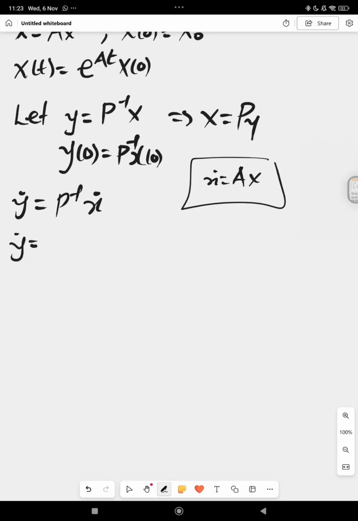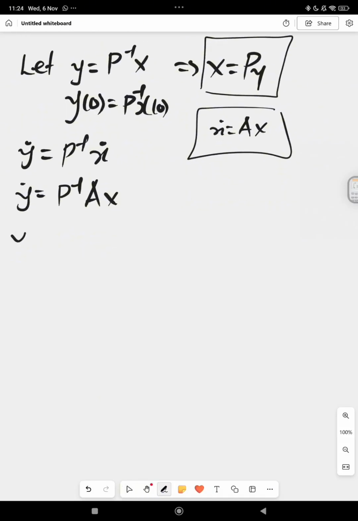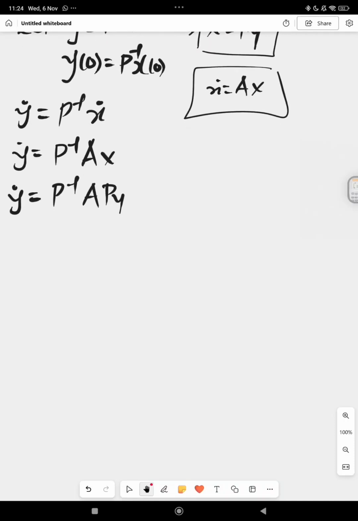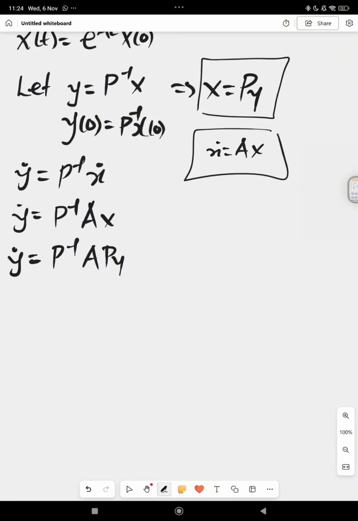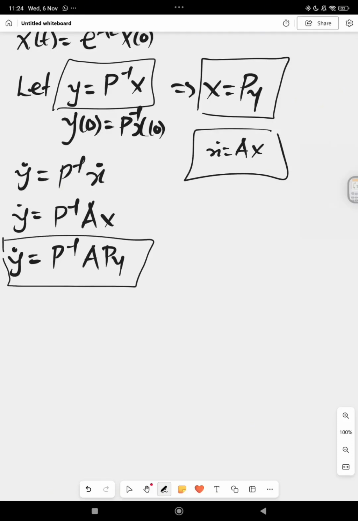So we have our y dot equal to P inverse Ax. Now, we also remember that our x is given by Py. So y dot is equal to P inverse APy. Now, we can see that we've transformed this expression into a dynamical system, which we have here.